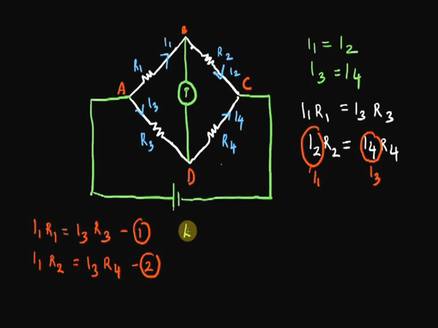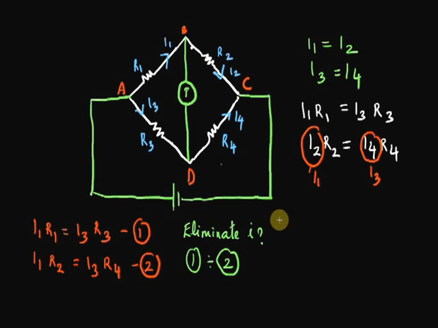And what we ultimately want to do is to end up with a relationship that doesn't have any of these current terms, but just the resistances. So how do we get rid of our I terms? If you look at these two equations closely, there is an I1 term common on the left-hand side and an I3 term common on the right-hand side. So if I were to divide the first equation by the second equation, I could get rid of my current.